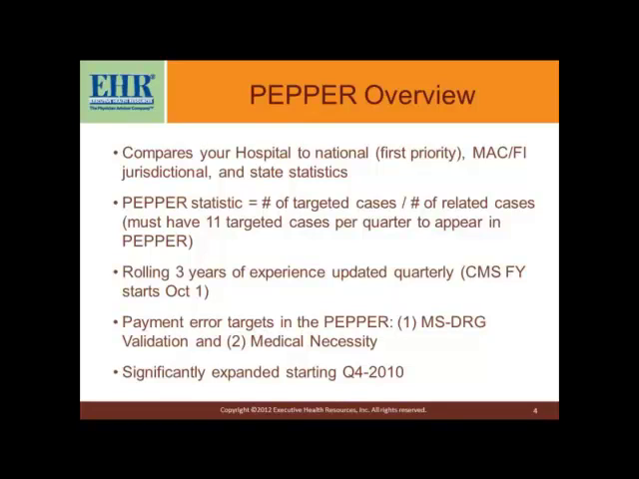And in case any of you have blank areas on your PEPR, the main reason for that is from a statistical perspective. If you have less than 11 targeted cases, so 11 in the numerator, then they show that quarter to be blank on your PEPR, and that's basically for statistical reasons as well as from a HIPAA perspective. They wouldn't want someone to be able to triangulate and say, this is the one person that was our 2-day CHF patient. So it's for both of those reasons. It's 3 years worth of data, which is updated on a quarterly basis. And as we mentioned earlier, it is split up into DRG validation and then medical necessity.